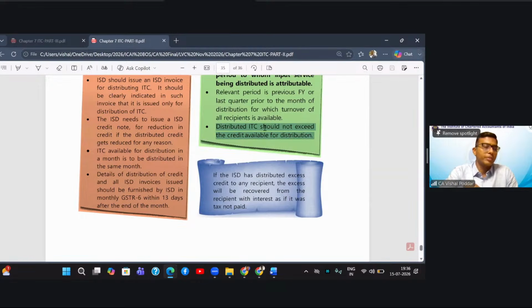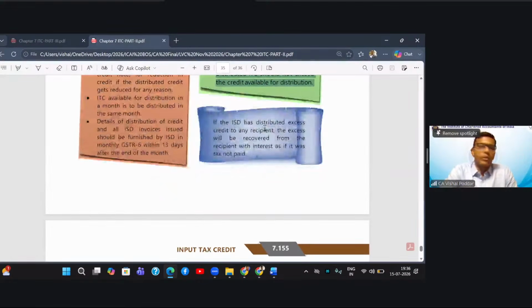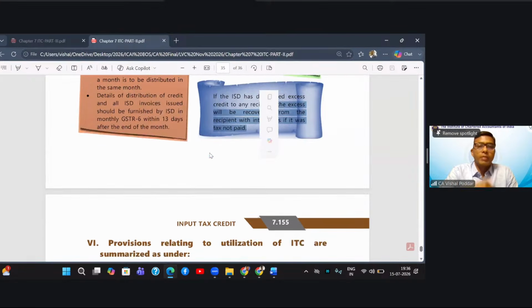Then finally, the 4th point is whatever ITC I am distributing between all the units, that should not exceed the ITC which I have received. So in short, whatever ITC I have received, only to that extent I will divide it to my units. Now, if the ITC which I have divided is in excess, the excess will be recovered from the recipient with interest as if it was tax not paid. So if by chance, by some clerical error, I have transferred more ITC, excess ITC, that ITC will have to be recovered from those units.